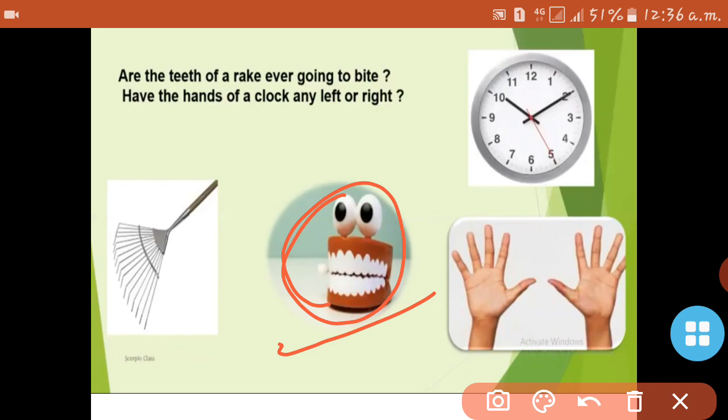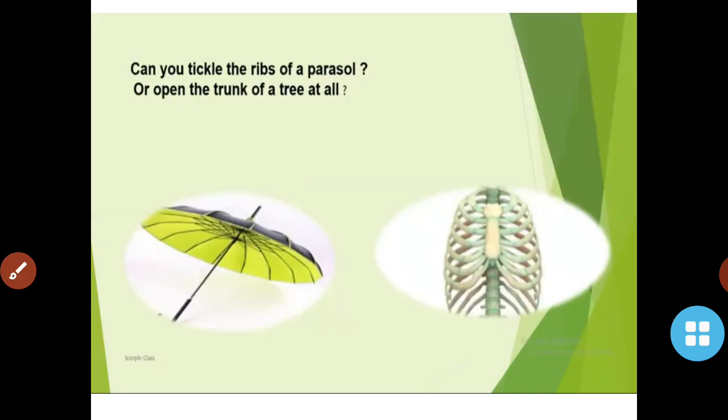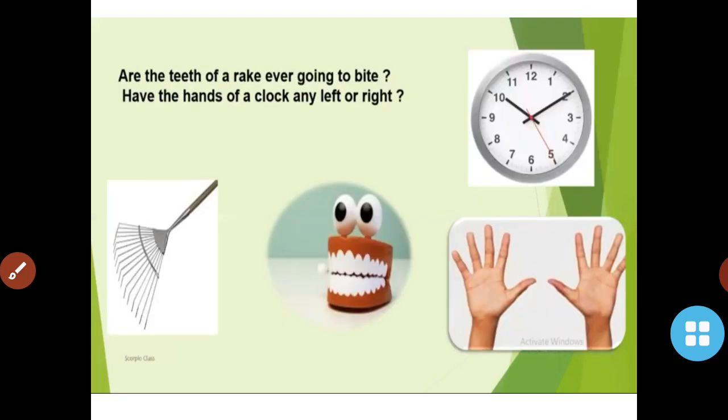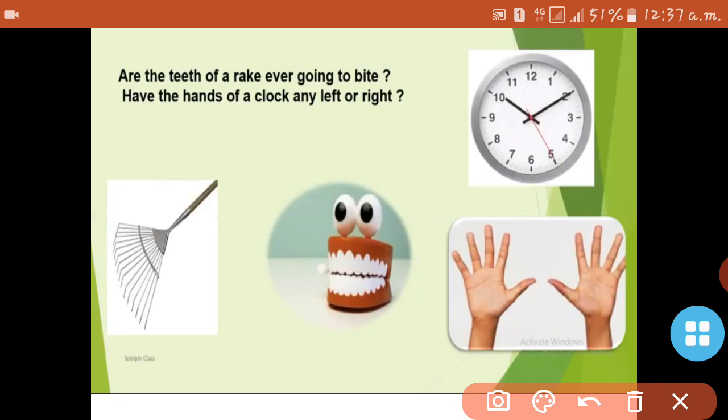If we imagine, instead of that, a small baby or a human person, it can bite us, because that is a possible thing. But the teeth of the rake cannot bite us. So here again the poem writer is making fun that the rake's teeth cannot bite. Imagine that the rake's teeth are biting us.